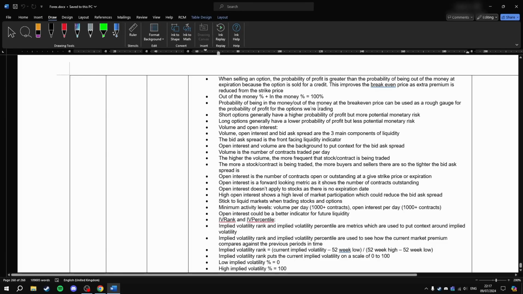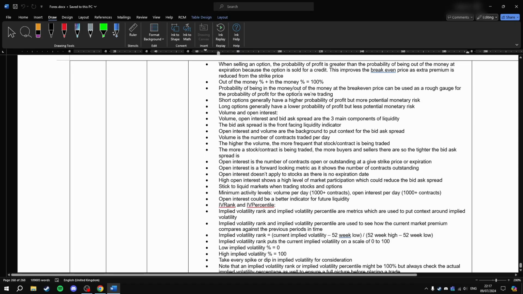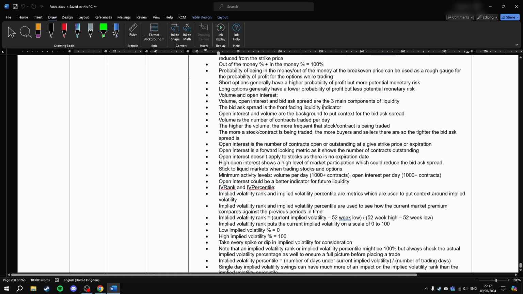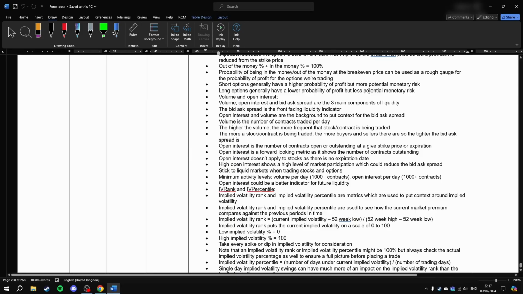When selling an option, the probability of profit is greater than the probability of being out of the money at expiration because the option is sold for a credit. So this improves the break-even price as the extra premium is subtracted from the strike price. Again, out of the money percentage plus in the money percentage equals 100%. The probability of being in the money or out of the money at the break-even price can be used as a rough gauge for the probability of profit for the options we're trading. Short options generally have a higher probability of profit but more potential monetary risk. Long options generally have a lower probability of profit but less potential monetary risk.